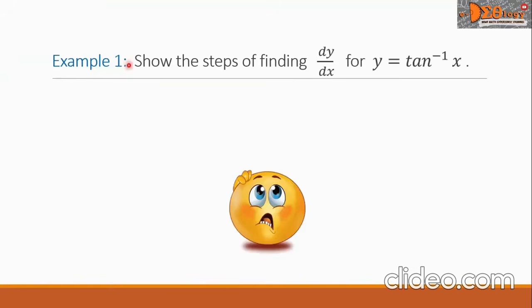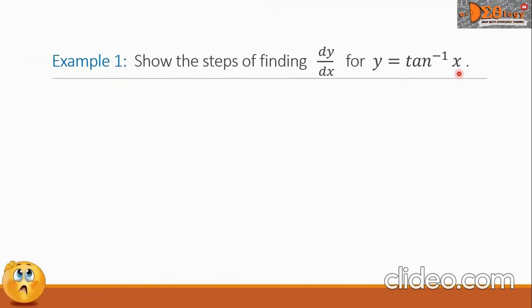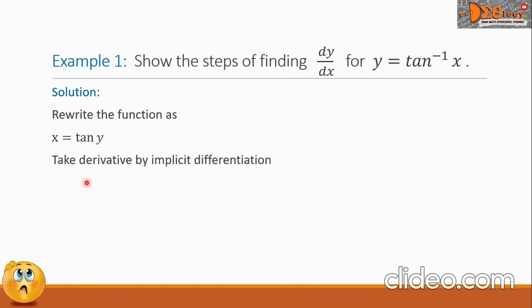Let's see this example 1. Show the steps of finding dy over dx for y equals tangent inverse of x. First, rewrite this function to be x equals tangent y. And from here, we're going to take the derivative by implicit differentiation. It means we will take the derivative of both sides with respect to x.